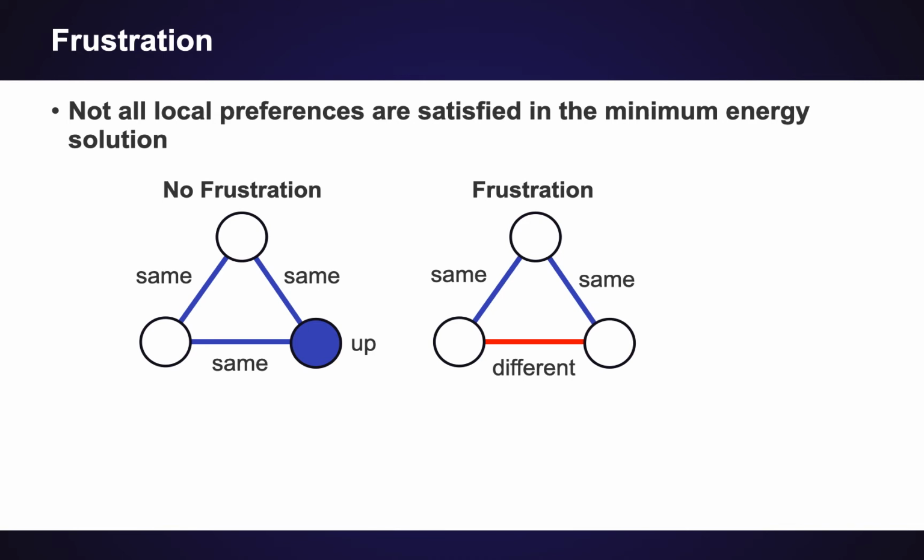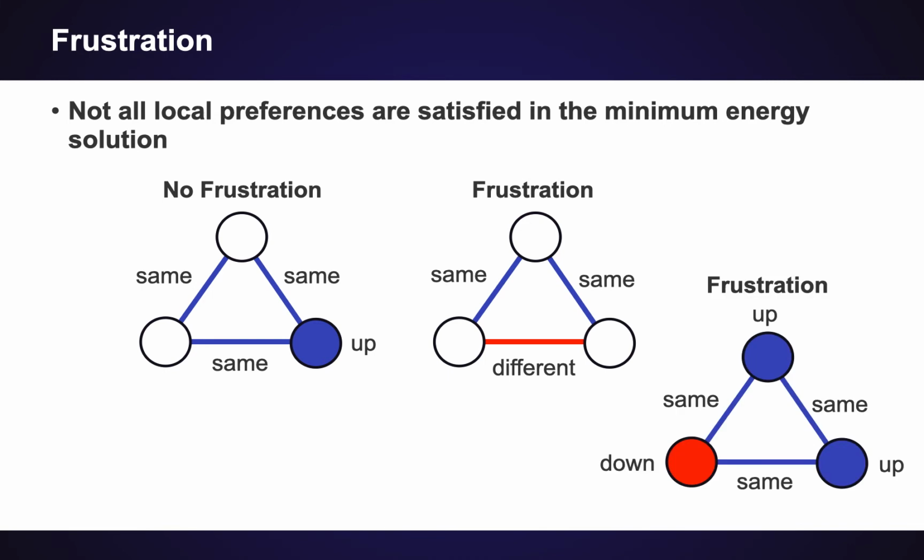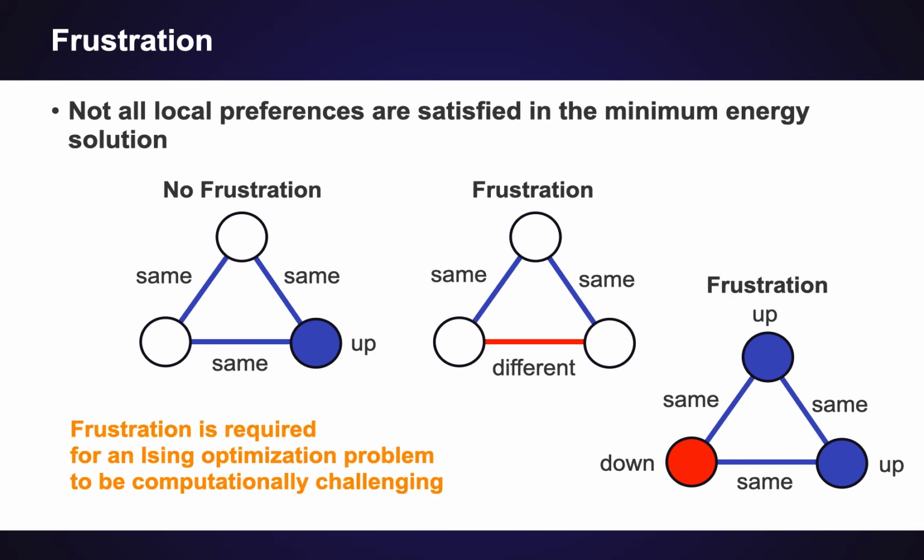Here's an example of a different model that has no frustration. All the spins want to take the same value, and one of the spins prefers the up position, and everyone can be satisfied in this example. You don't need frustration to occur in the edges, however. A tweak on that example is that everyone wants to take the same value, but some of the spins prefer to be up and some prefer to be down. And in this case, you can still have some frustration where not all of the properties can be satisfied. This is an important concept because frustration is required for an Ising optimization problem to be computationally challenging. If you don't have frustration, simple greedy algorithms will result in optimal solutions.